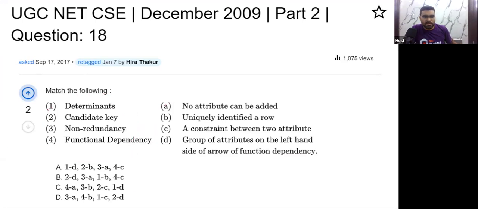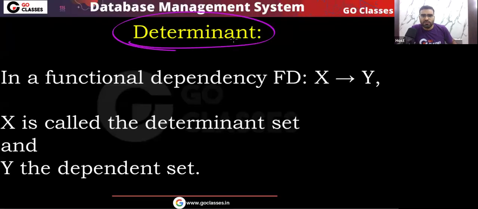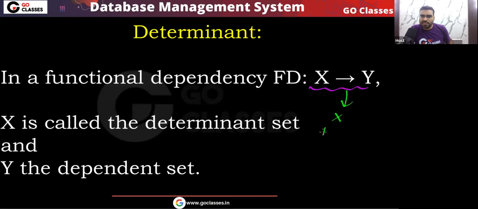So let's see. Determinant. What is a determinant? Determinant is basically the LHS of any functional dependency. You can see if you have a functional dependency X determining Y, how do you read this? We read this as X determines Y. So here this X is the determinant. Remember, this LHS, this X, is the determinant and this Y is the dependent.